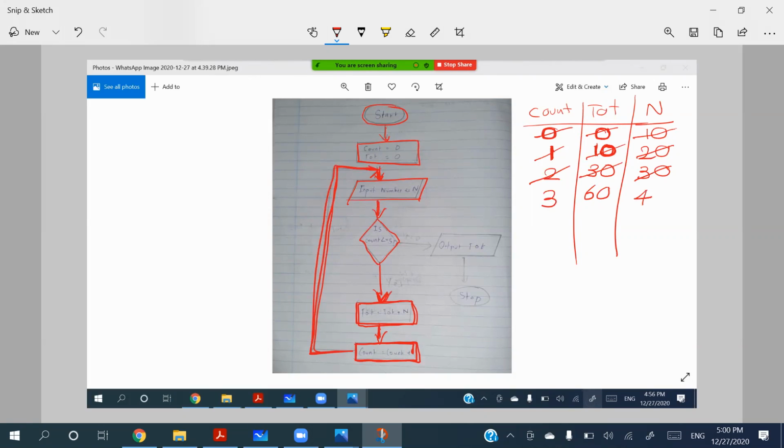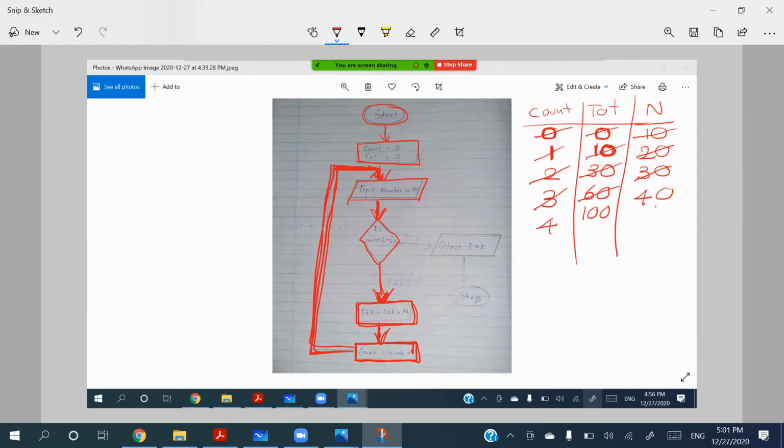So I'm giving 40. So condition will be checked. Counter is less than or equal 5. It is less than actually. So then total will be increased with the n. So n is 40, total is 60 for the moment. So 60 plus 40 is 100, right? So then count will increase by 1. So that means 3 becomes 4 and goes up again.